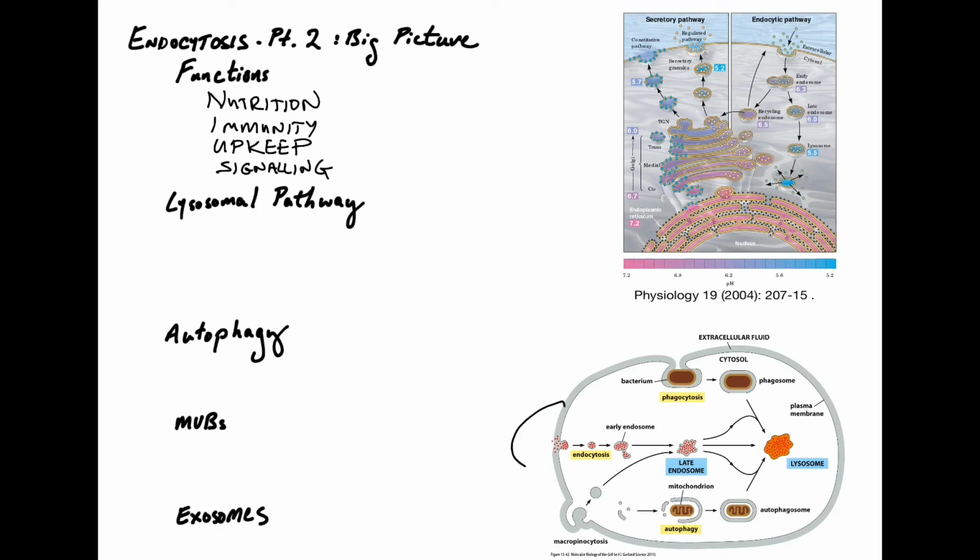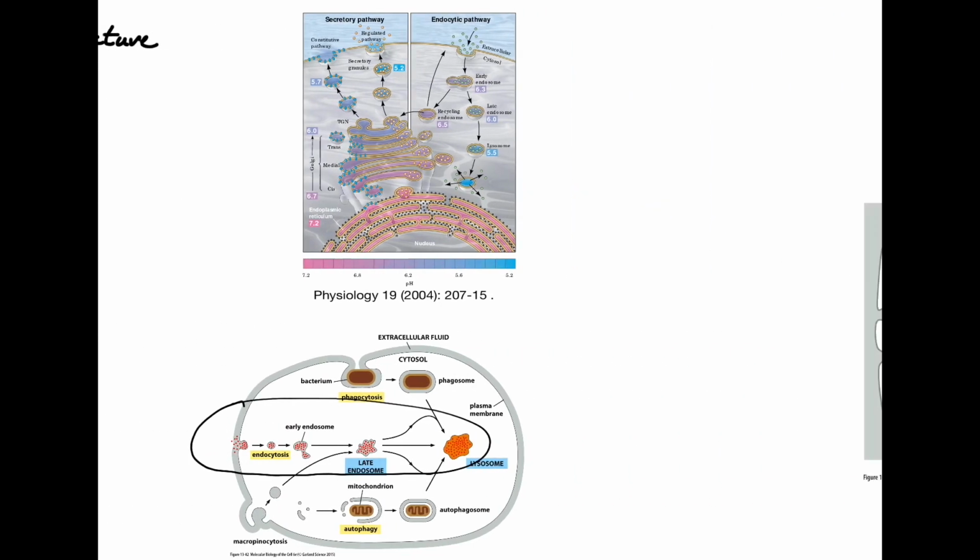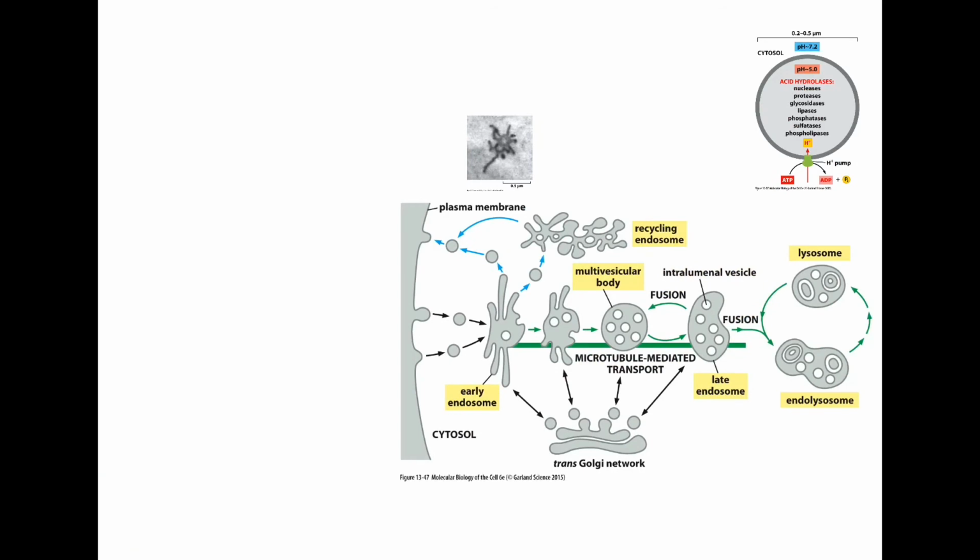So let's zoom in on this part of the lysosomal pathway and introduce figure 13-47 in your text, which is shown here. So here is the endocytic vesicle that is doing whatever it was that got to this point. It's not so essential that we know at this point. That leads to fusion or maturation into something that's referred to as an early endosome.